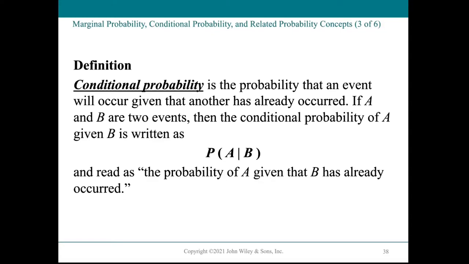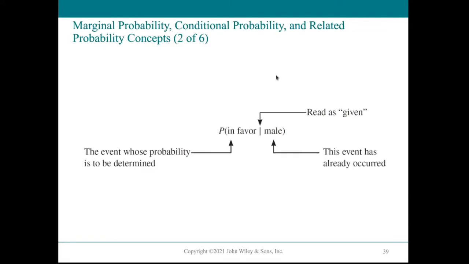So let's have a look. Here is another notation for that. Let's look at the previous example. What's the probability of voting in favor given that that respondent is a male? Being a male or female, this event has already occurred. And how many are those in favor among those that are male respondents? That's your probability. We read this as the probability of those in favor given that the respondent is male.